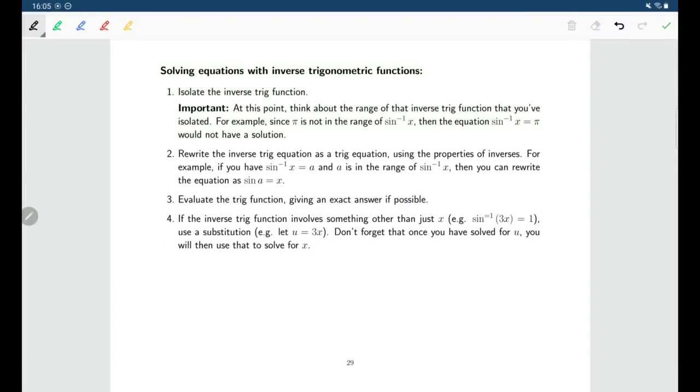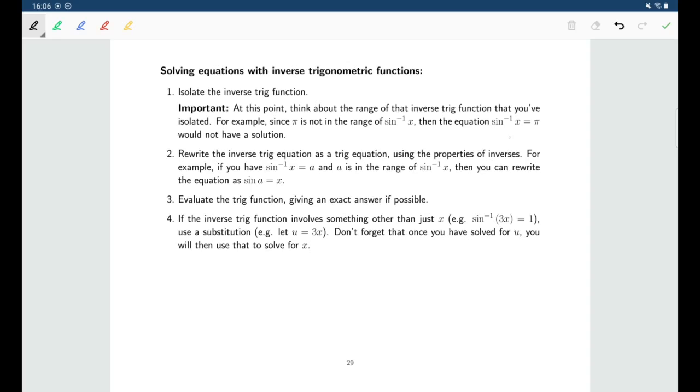Welcome back. In this last part of the lecture, we're going to talk about solving equations that have inverse trig functions. The first step to solving those kinds of equations would be to first isolate your inverse trig function. And once you've done that, remind yourself about the range of your inverse trig function, because it's possible that your equation might not have solutions because the value you're looking at is not a value that's inside your range.